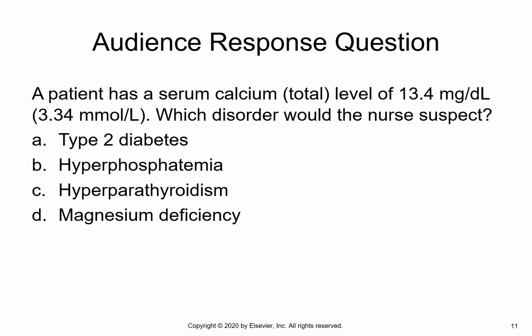So going back and looking in your book, you would have to review and see that the most common reason for having this level of calcium in the body is going to be related to hyperparathyroidism. Because your normal calcium level is 8.6 to 10.2, and this patient has a 13.4, so it has hypercalcemia. And you're going to see increased serum calcium levels with hyperparathyroidism.